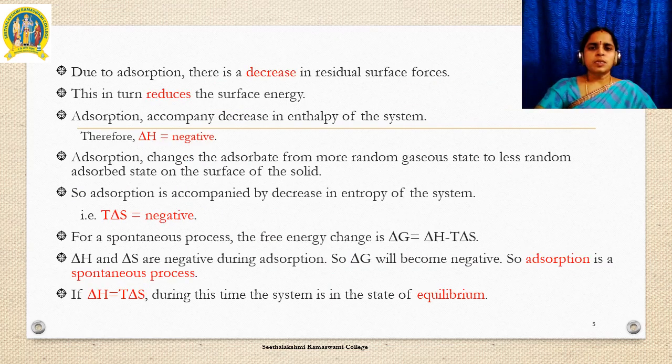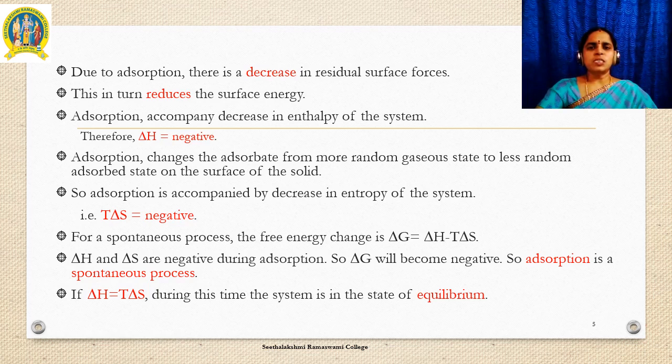Due to adsorption, there is a decrease in residual forces on the surface. This in turn reduces the surface energy also. Adsorption is an exothermic process. That is, adsorption accompanies a decrease in enthalpy of the system. This means delta H is negative. The negative value is very high because it is an exothermic process.